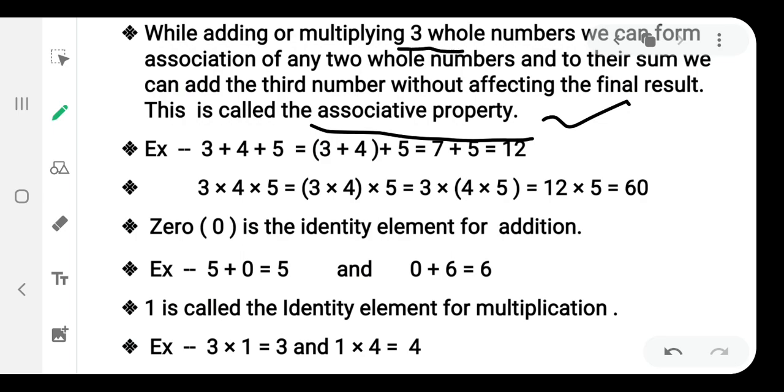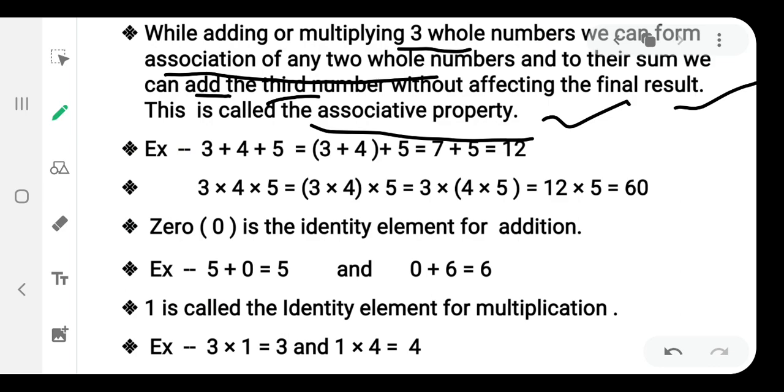If you have noticed, before this we have used only two whole numbers. From here we are moving with three whole numbers. So if we are adding or multiplying three whole numbers, we can form association of any two whole numbers. Association means we can relate them, we can make them together and then add them, and to their result we can add the third number without affecting the final result. This is called the associative property.